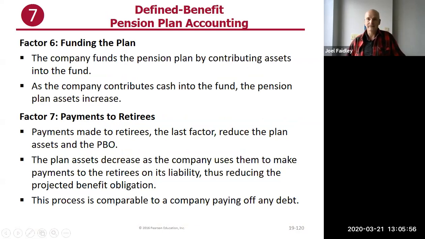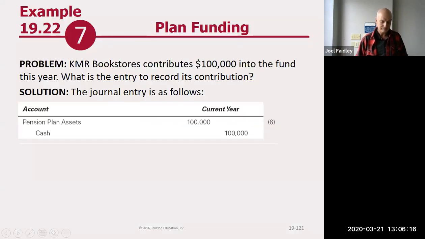How do you fund a plan? You've got to put cash in there, don't you? In your plan assets. And at the same time, you've got your payments coming out of that on plan assets, as well as your liabilities going down as you make those payments. That's the one thing, payments to retirees, that's the one thing coming out of both the PBO and the plan assets. Makes sense? Here's a good example, how they funded $100,000 of pension plan assets out of cash.